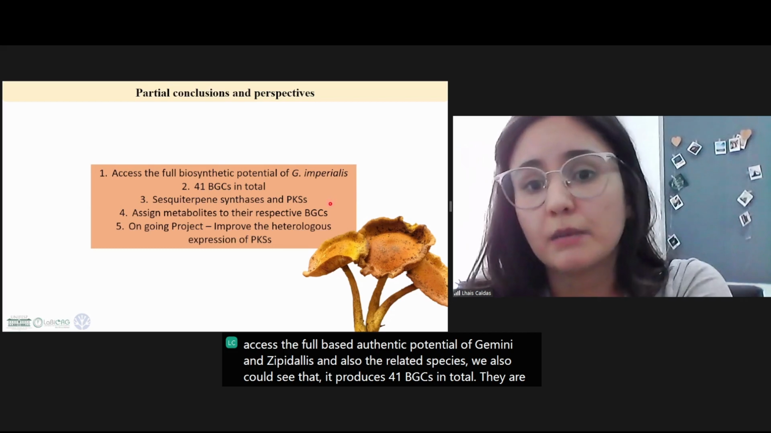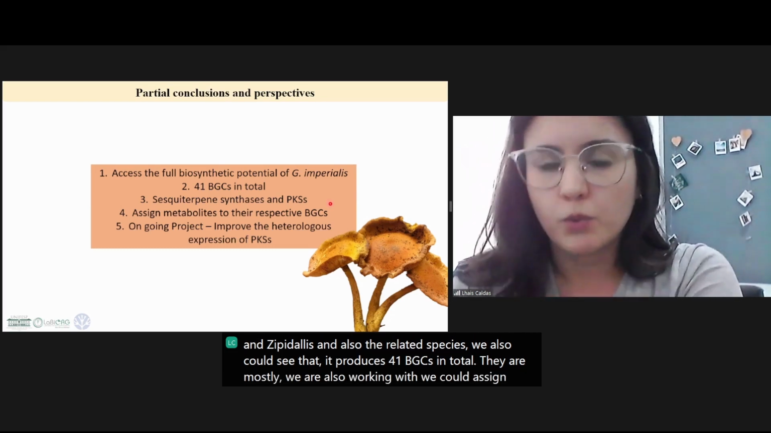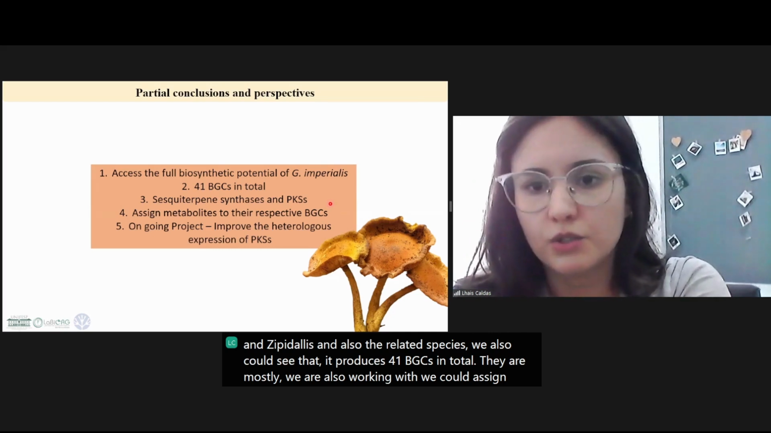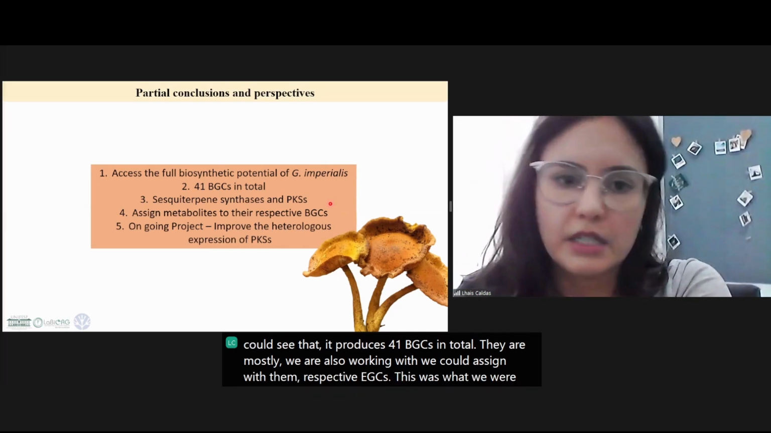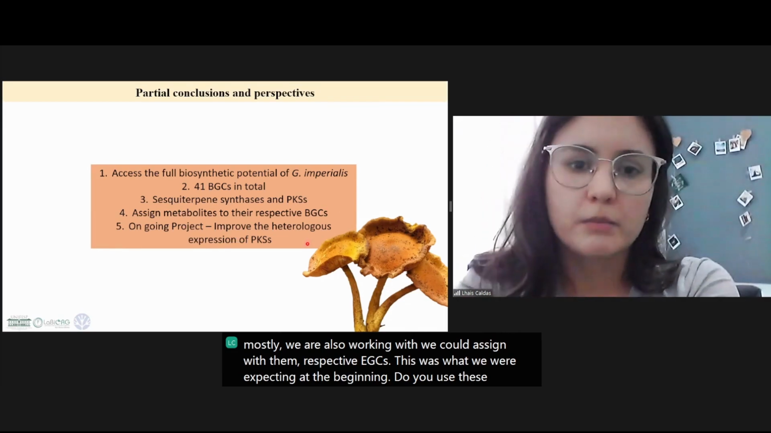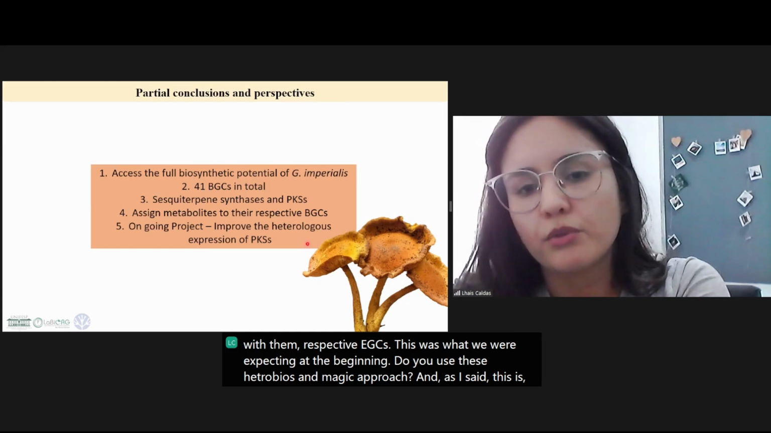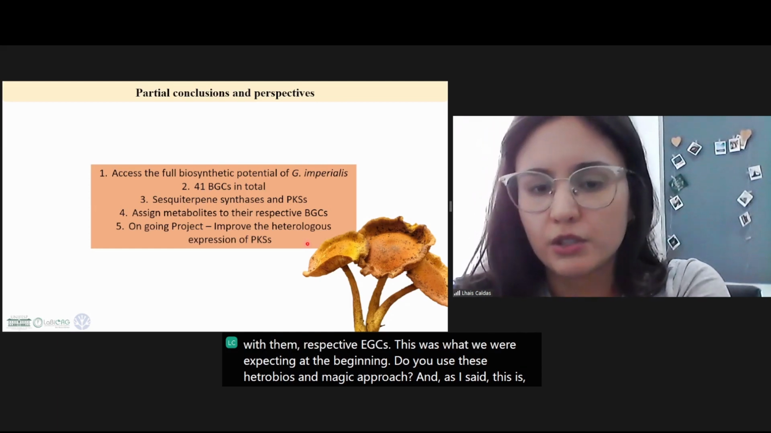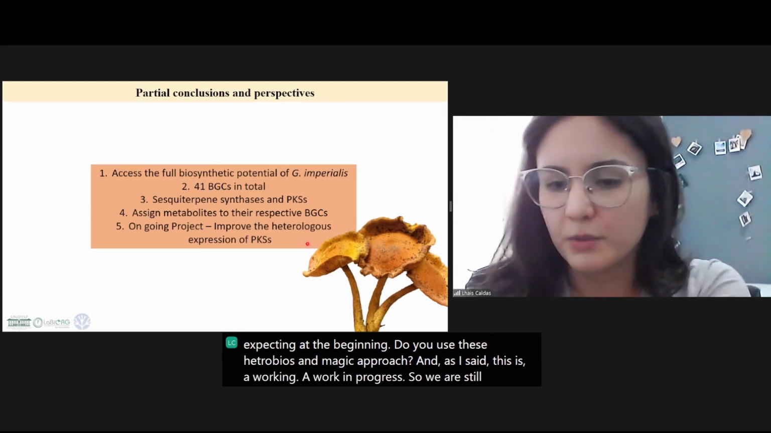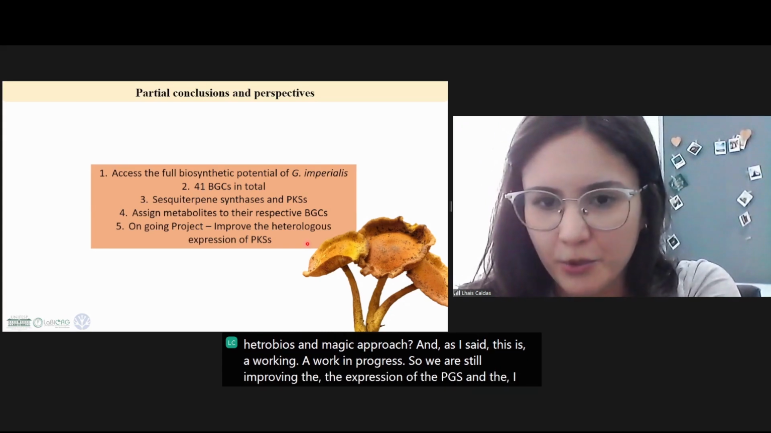We could assign metabolites to their respective BGCs. This was what we were expecting at the beginning, using this retrobiosynthetic approach. And as I said, this is a work in progress. So we are still improving the heterologous expression of the PKSs, and I hope that soon enough I will have polyketides to report.